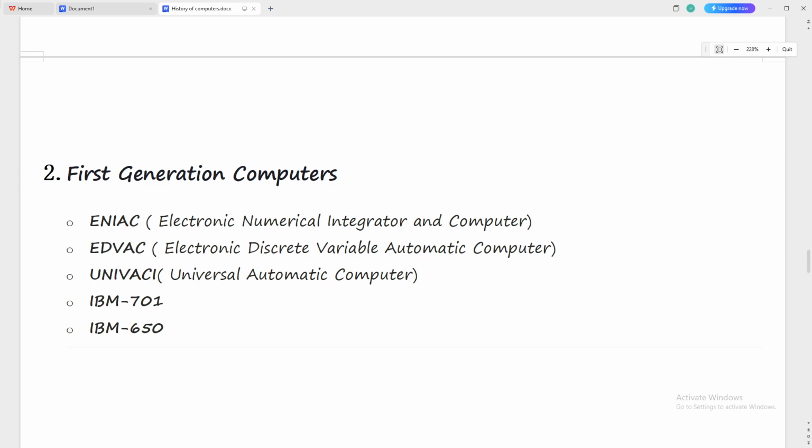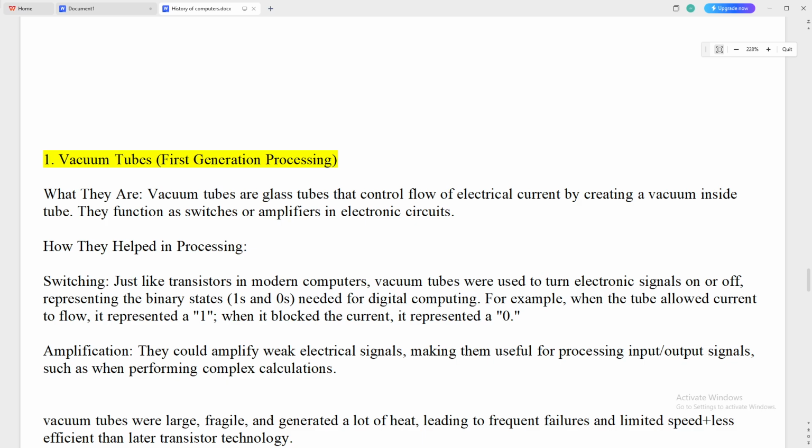So ENIAC, electronic numerical integrator and computer. Now what is EDVAC? Electronic discrete variable automatic computer. Now UNIVAC, universal automatic computer, then IBM 701, then IBM 650, then later on these things come.